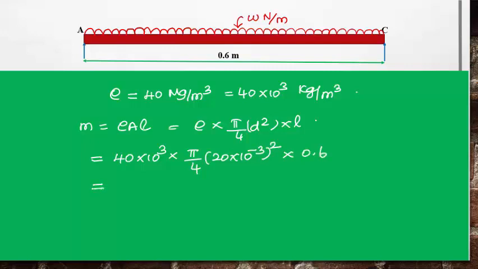Okay. So on calculating this we can get the value of mass of the given shaft as 7.5398 kilogram. Okay. Here weight value should be considered for the calculation of deflection. So weight can be obtained by multiplying the mass value by 9.81. So the weight of the shaft is 73.9654 Newton.